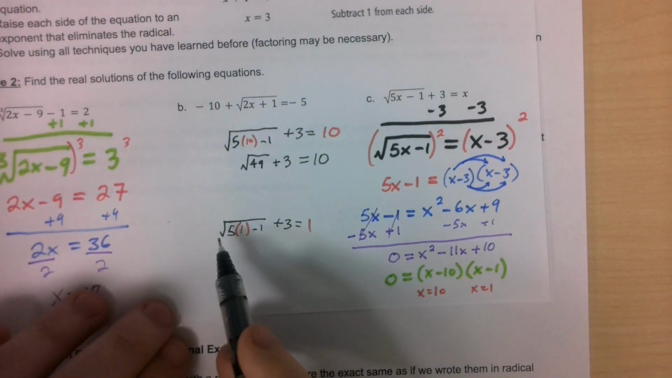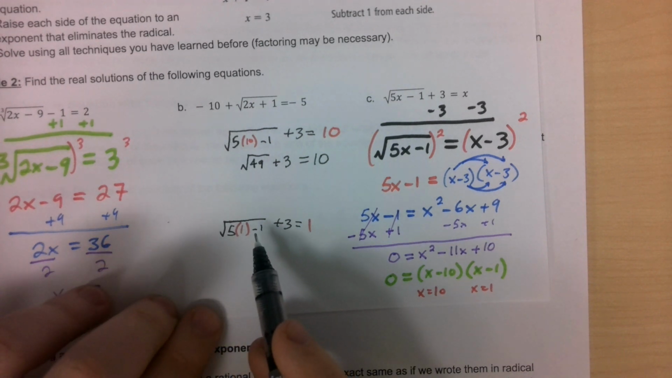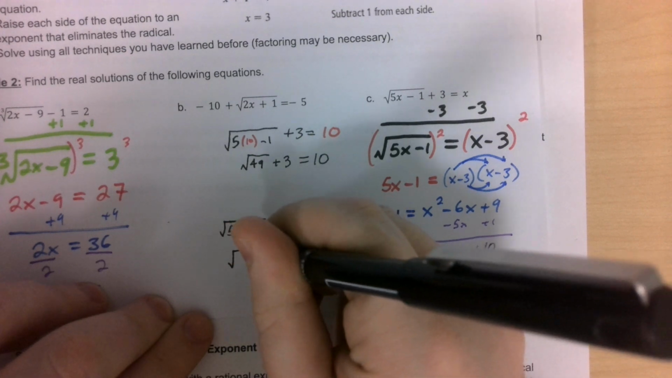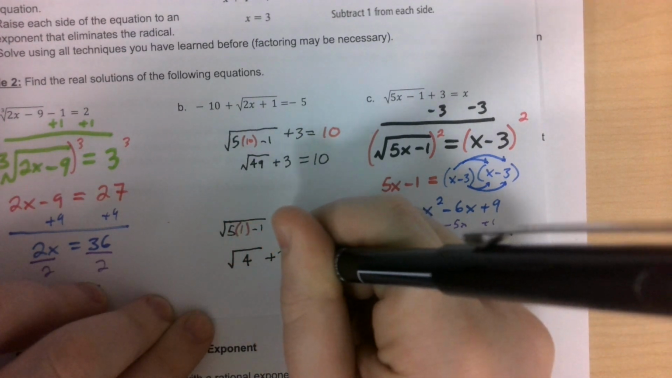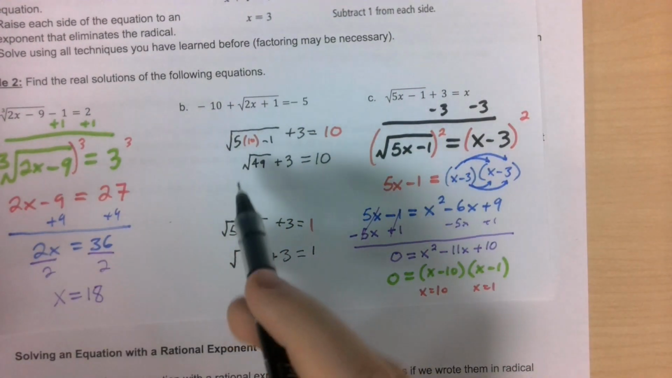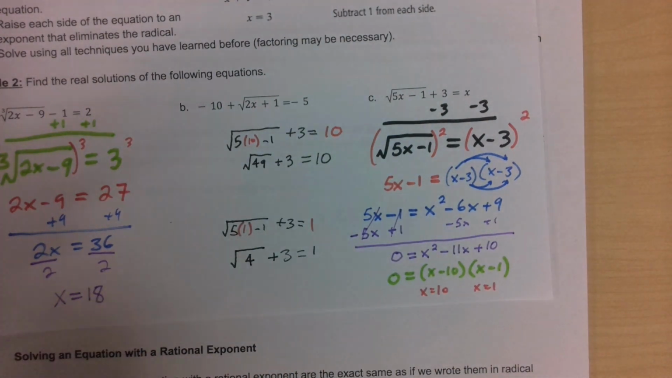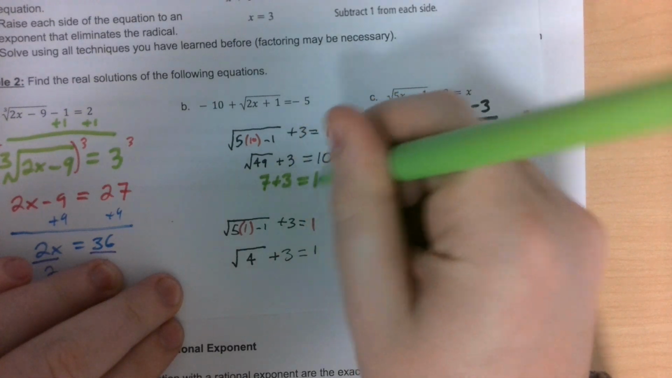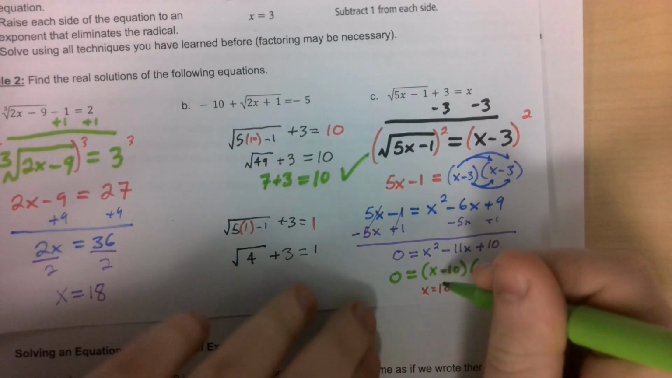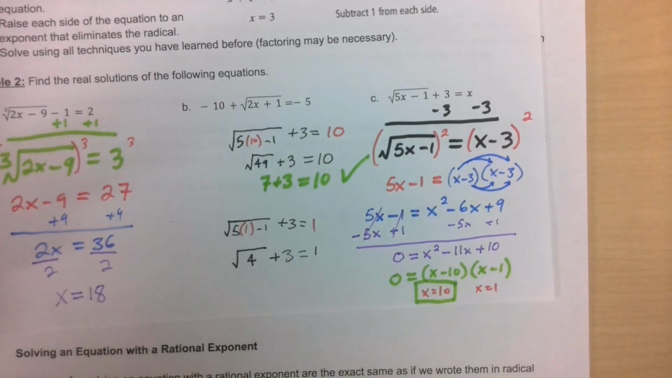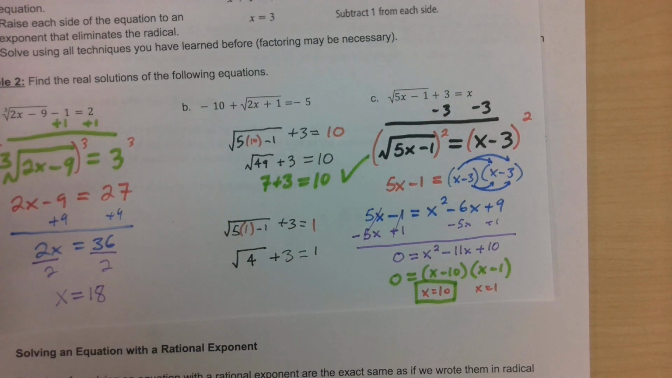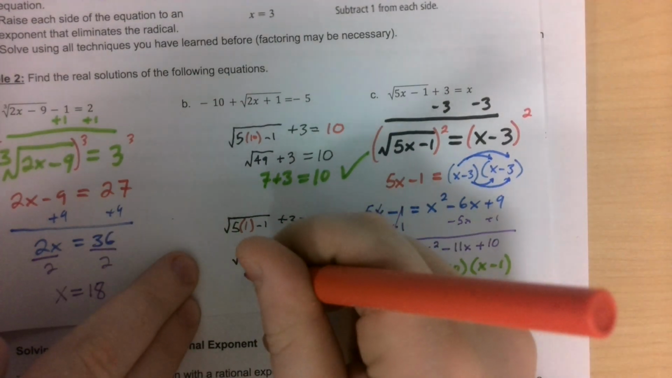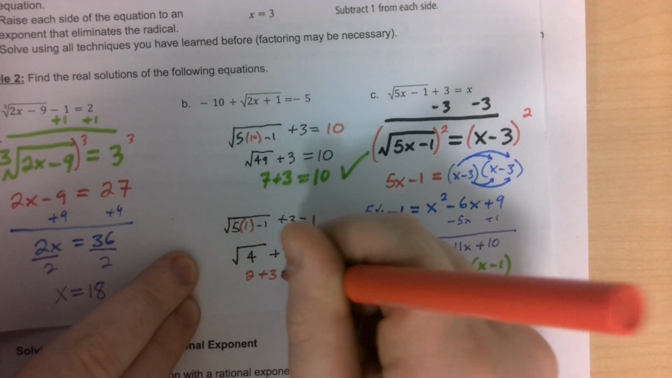This here is 5 times 1 minus 1 plus 3. 5 times 1 is 5, minus 1 is 4, plus 3 equals 1. Since the square root of 49 is 7, 7 plus 3 does equal 10. This is a good solution. 10 does work. 10 is not extraneous. But if we look down here, the square root of 4 is 2. And is 2 plus 3 1?